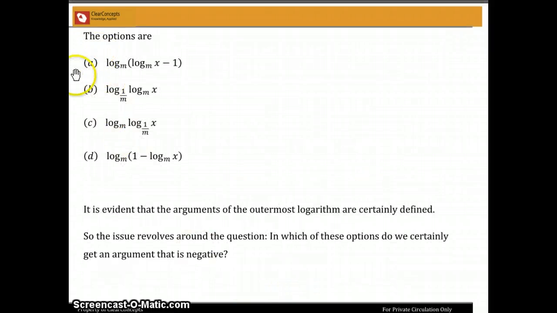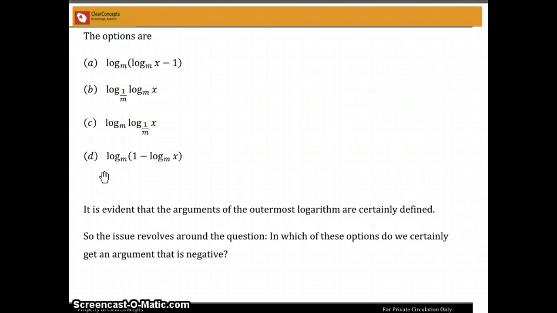Now the options again are: A is log to the base m of log to the base m x minus 1. B is log to the base 1 by m of log to the base m of x. C is log to the base m of log to the base 1 by m of x. And D is log to the base m of 1 minus log to the base m of x.